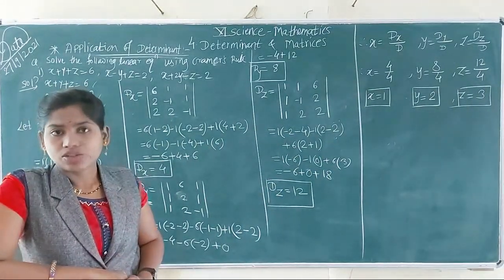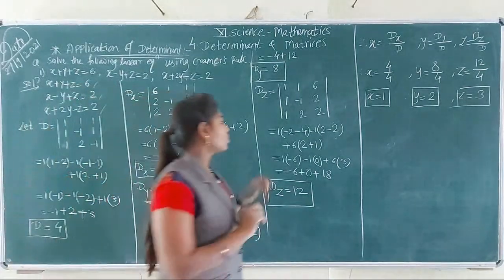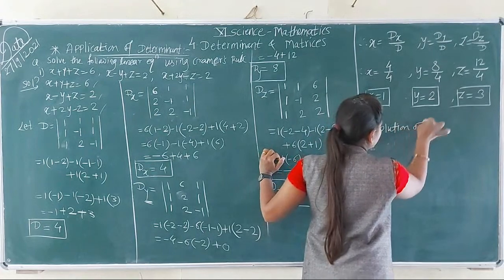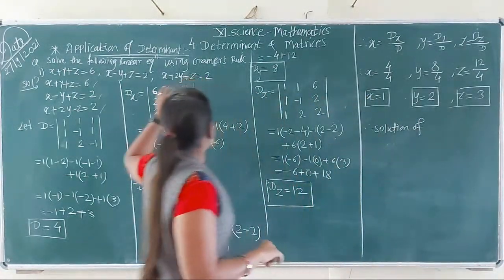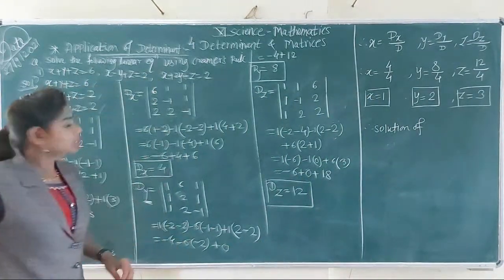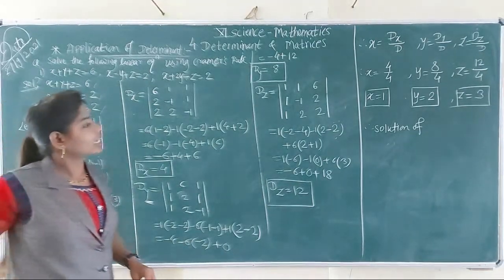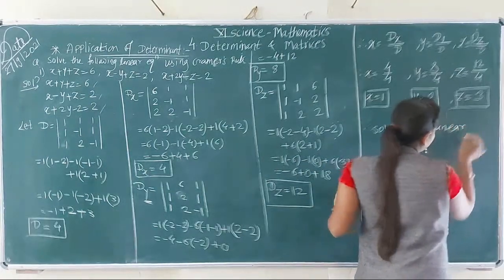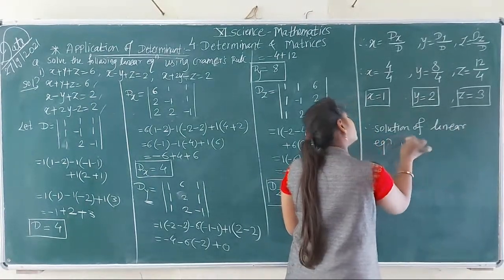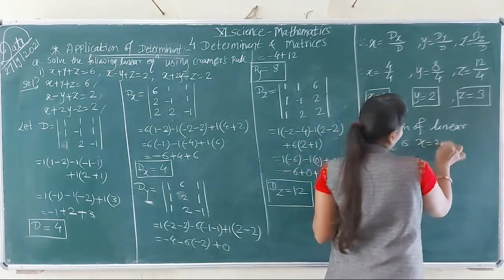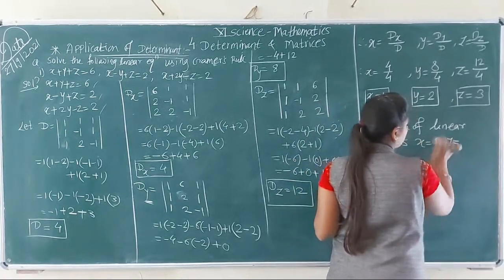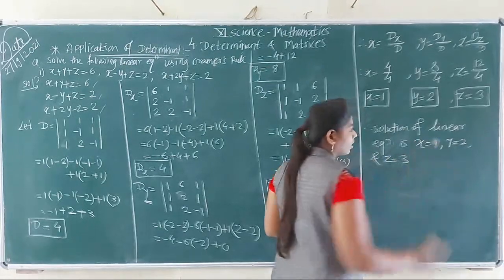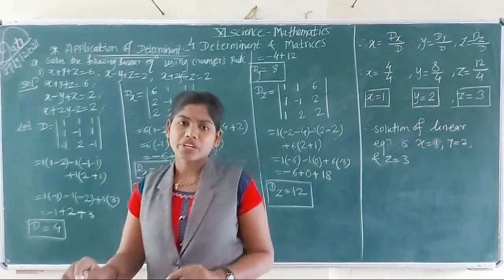Okay? x, y, z. Therefore, the solution of the given linear equations, the equations which were given, what will the solution of these equations be? Therefore, the solution of the linear equations is x is equal to 1, y is equal to 2 and z is equal to 2. So that is the requirement for x, y, z.